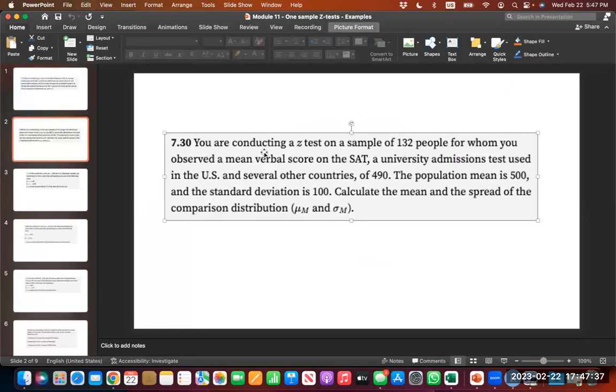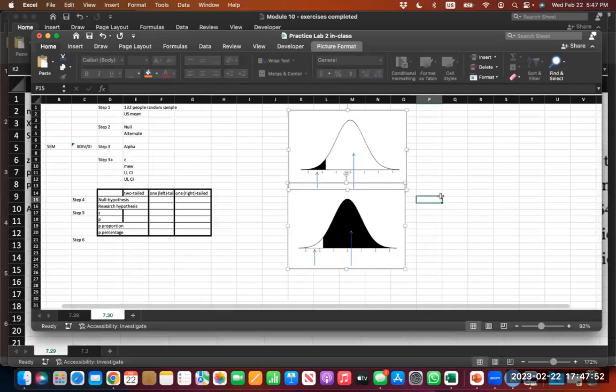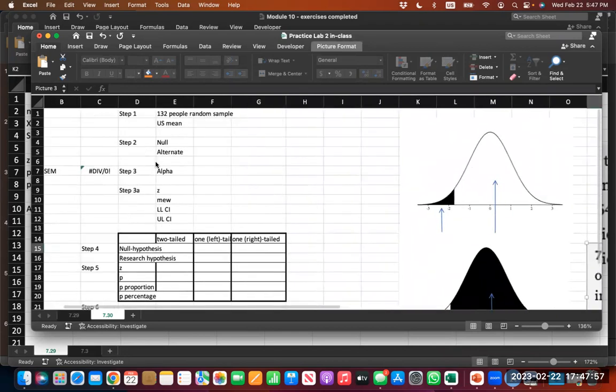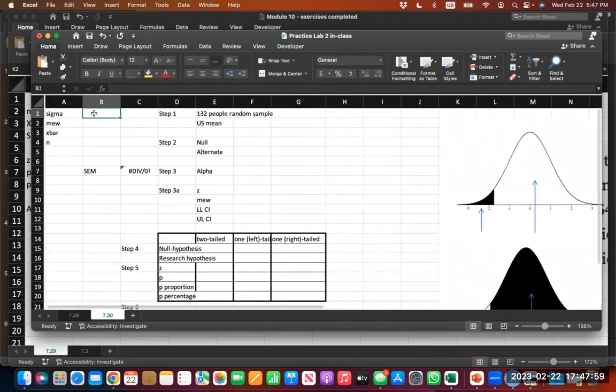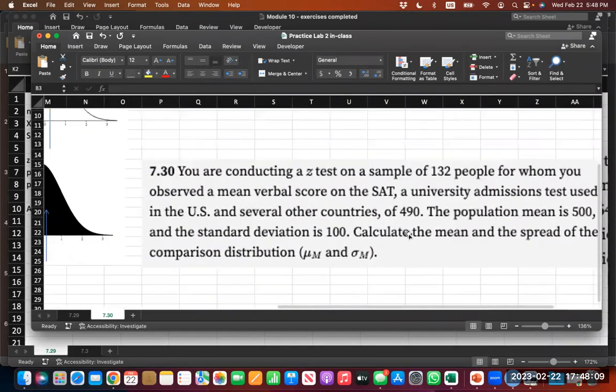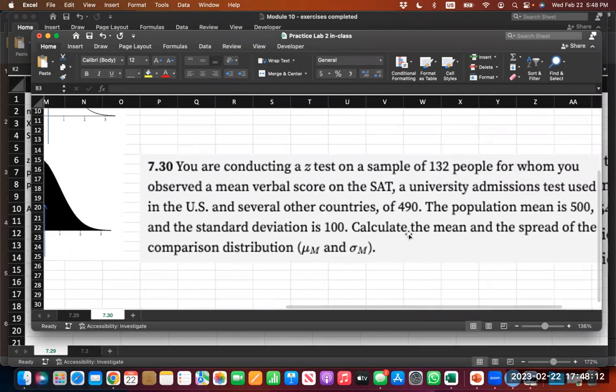Same exercise. You're conducting a SAT test on a sample of 132 people for whom you observe a mean SAT of 490. The population mean is 500. Standard deviation is 100. So we have a sigma of 100, just in the other group. Mu is 500. X bar is now, as compared to the other one, 490. So it's smaller than mu.